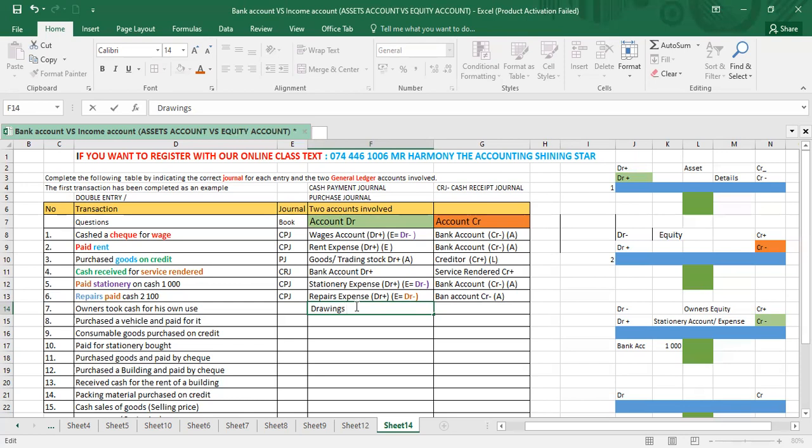Time is our enemy. 1 minute left. Sorry, student. Our class is actually about to end. Let me just say, the drawings account will be debited, will increase on the debit side, right? And then the account that will be credited is what? Cash, money. Bank account will decrease on the credit side because it says cash. The owner took cash. Remember, the synonym for cash means money. The owner took money for his own use, right?